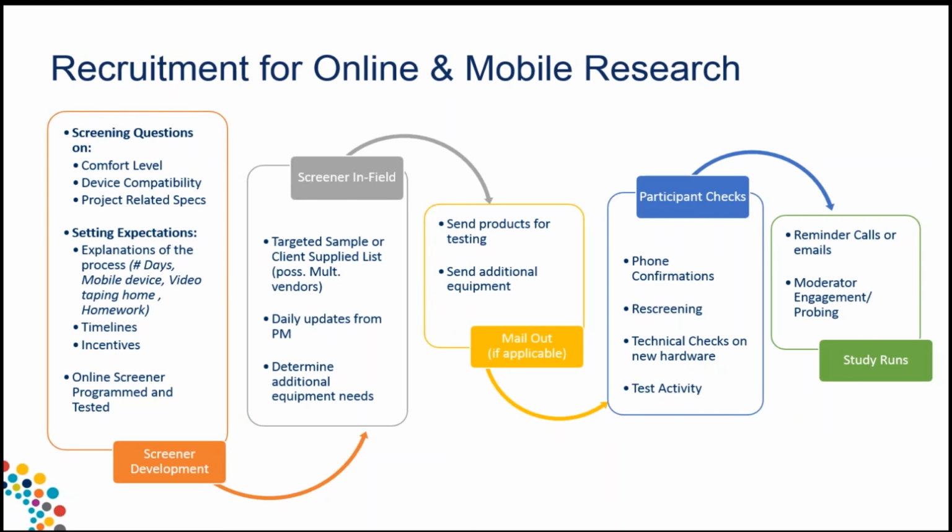Once you get your screening in field, we're either going out to targeted sample or a client supplied list, and then you would receive daily updates from an ITracks project manager, and then you would also make a determination whether or not additional equipment needs to be sent out to the respondents. So whether it's screen protectors, for example, if you're doing some in-home usage testing, or it's webcams if you're conducting any webcam-based research, and some of your recruits don't have webcams, for instance.